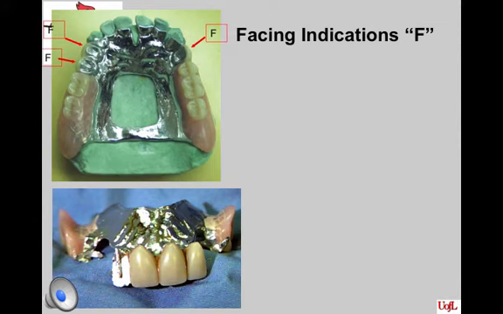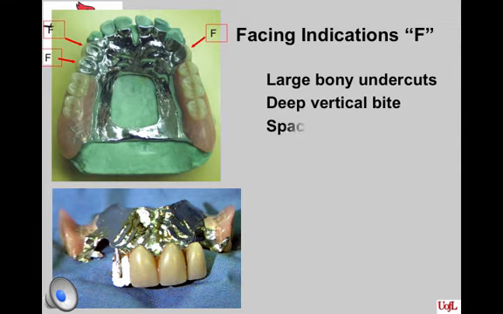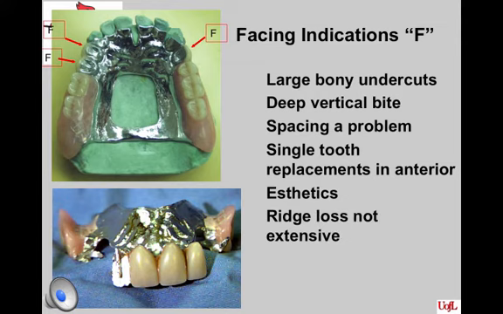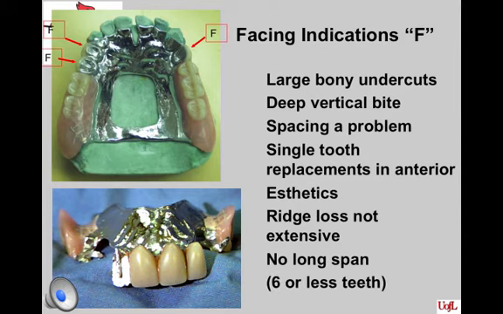There are indications for the use of a facing as a tooth replacement. They are large bony undercuts, a deep vertical bite, when spacing is a problem in the arch, for single tooth replacements in the anterior, when aesthetics is a concern, when the ridge loss is not extensive, and we don't have a long span. We have 6 or less teeth. We'll talk about each one of these.